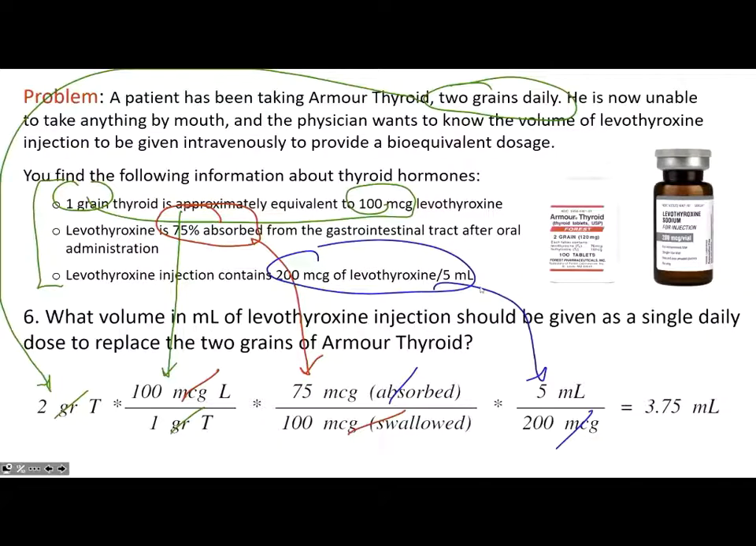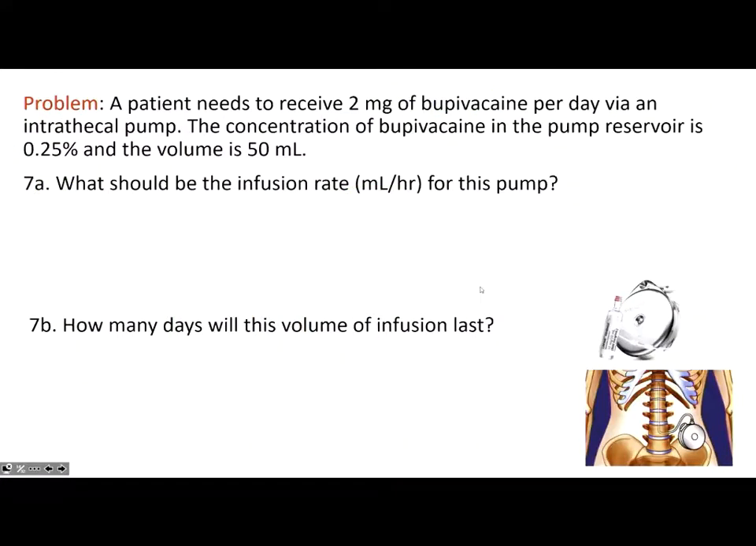So this was an interesting question. There are a lot of things you have to take into account: the actual amount of active ingredient in the original product, the bioavailability of the product, and then the concentration of the solution we're actually going to use to inject. Okay. All right, let's keep going with some IV problems.